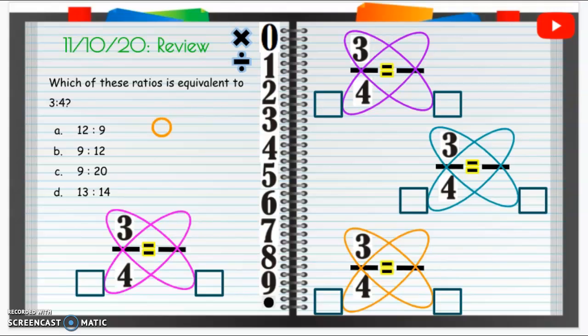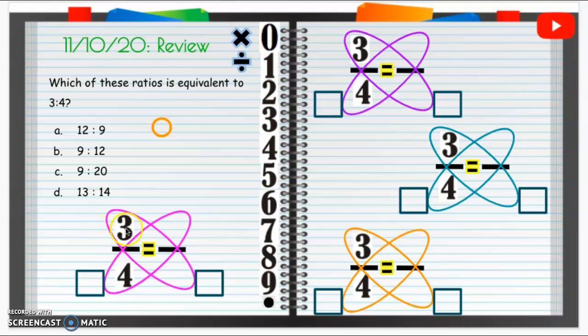November 10th, 2020 review. Which of these ratios is equivalent or equal to 3 to 4? So we have a ratio here, 3 to 4, and we're going to figure out which of these ratios are equivalent or equal to it. So what I set up here is our butterfly method for all four of these options, A, B, C, and D, to figure out which is equivalent.